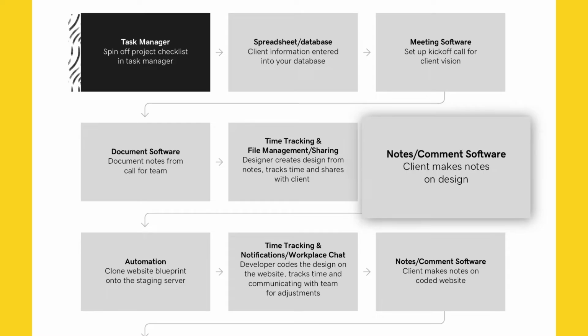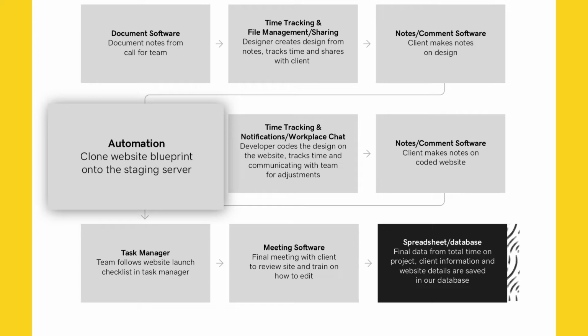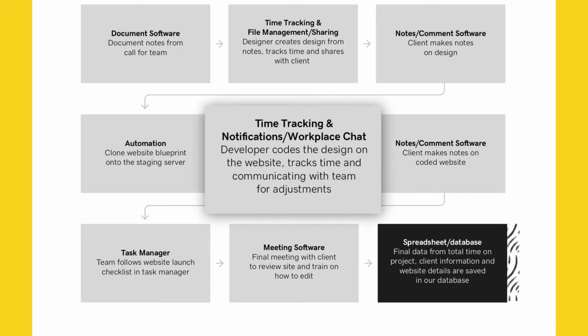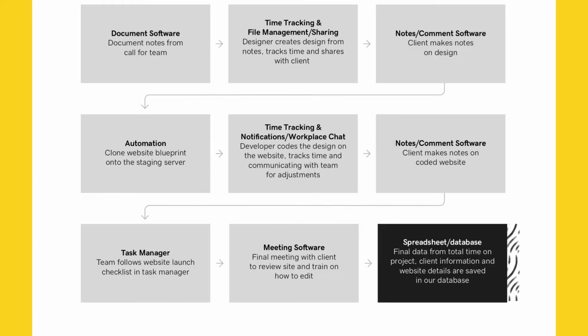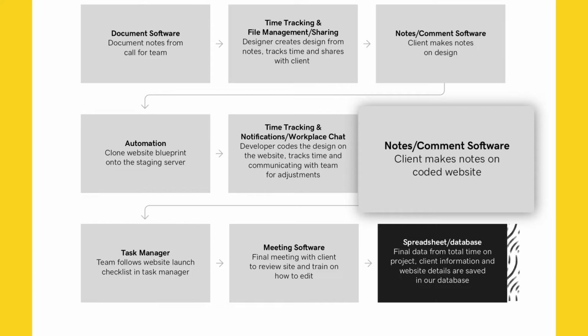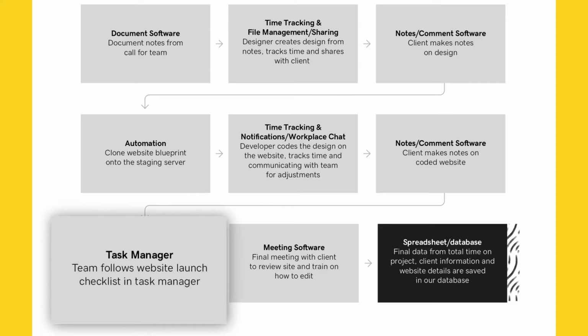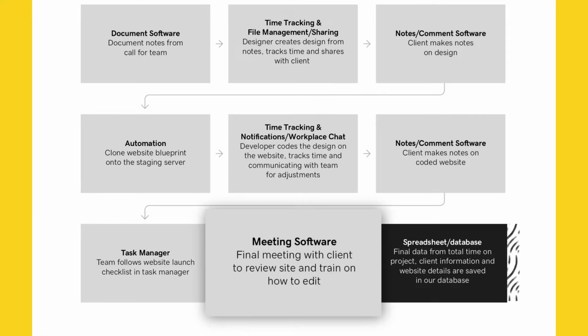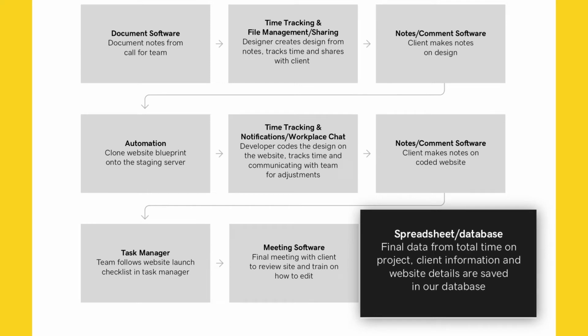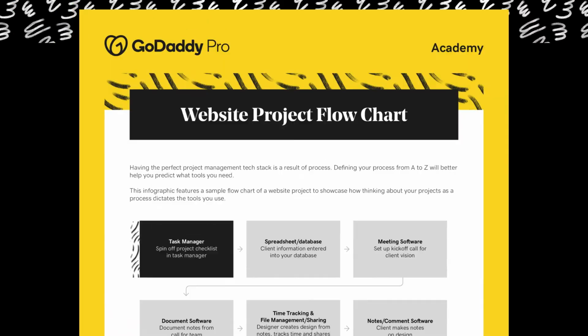The developer now clones the starter website blueprint onto the staging server and begins to code the design. While they track their time, they use the workplace chat to share progress and get feedback from the team. When the website is coded, the client is given access to view the staging server and make notes with software that's easy to use so all comments are in one place. The team then follows a website launch checklist in the task manager, along with a final meeting to offboard the client. Using the same database as before, the information on the client is updated and the project is complete.